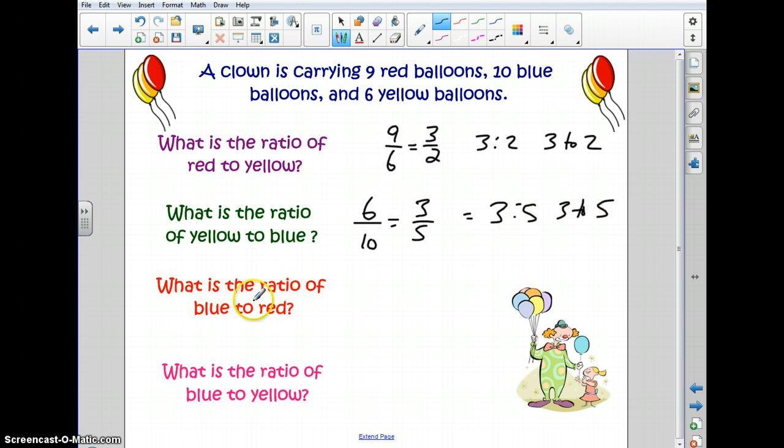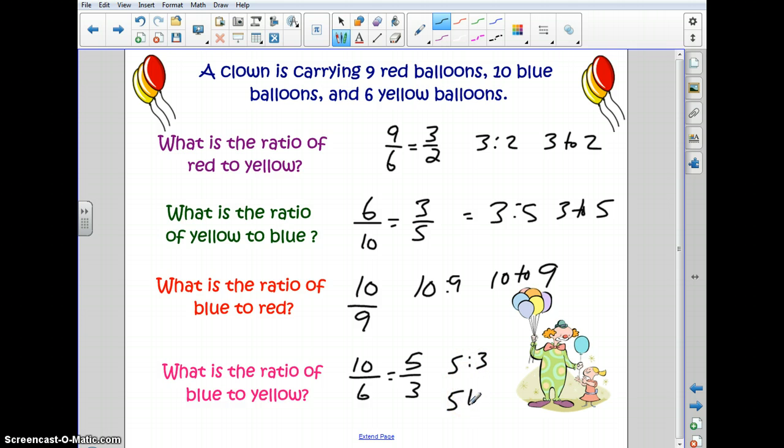And blue to red, I have 10 blue, and I have 9 red. That one cannot be simplified, so I just leave it like that, 10 to 9. And blue to yellow, blue would be 10, yellow is 6, simplifies down to 5 to 3. Those are the 3 ways that I could write those.